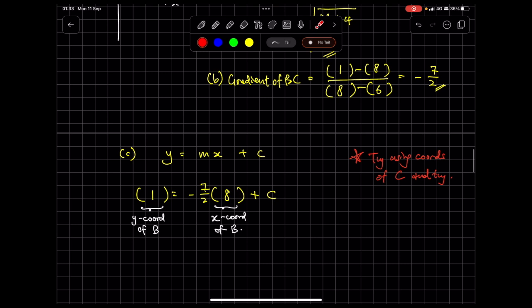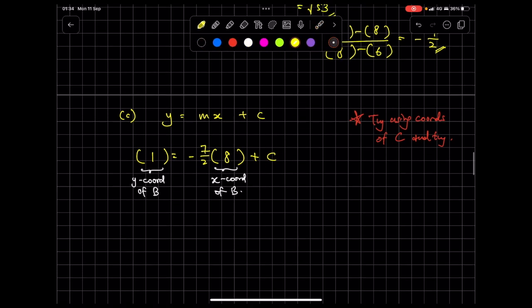Okay, now that I've substituted all the numbers in, I just need to solve for what? Solve for C. So what I do is I'm just going to evaluate this part first. So what I get is 1 equals to negative 7 times 8 divided by 2. So that's negative 28. Okay, plus C. So C is equals to 29.